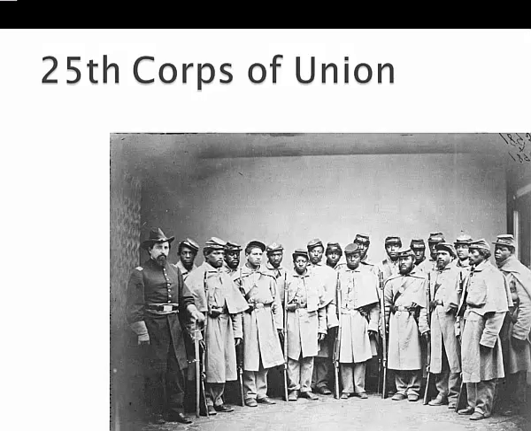Among the first forces into the capital were the black troops from the 25th Corps of the Union, along with the 5th Massachusetts Cavalry. Well-dressed and well-mannered, one of the first things these troops started doing when they came to the city was being polite to everyone and trying to put out the fires and help anyone that needed help. This is, of course, a picture of their battle flag.